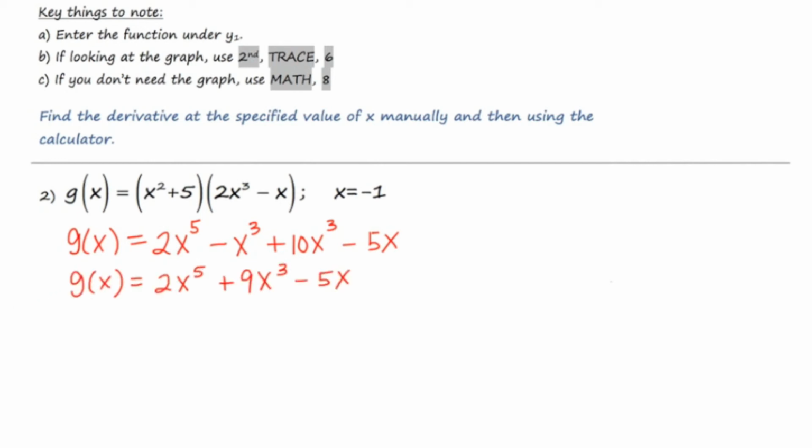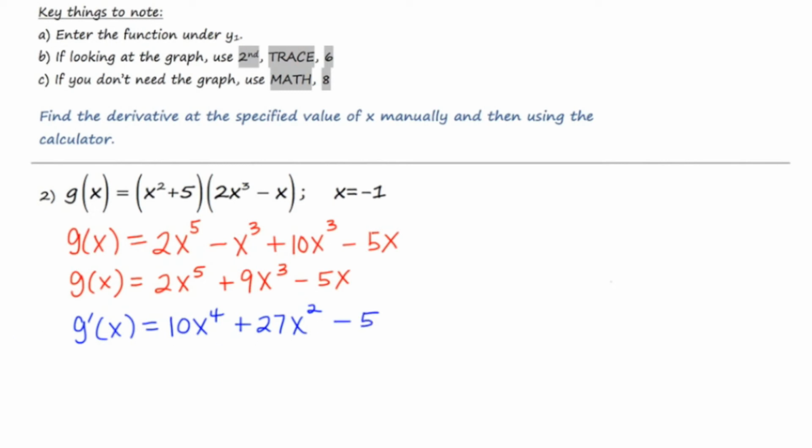At this point, I've got 3 terms. The variable in each term is in the numerator, and its exponent is clearly identifiable. So I'm ready to take the derivative and use the power rule 3 times. So my new notation is going to be g prime of x, and using the power rule on the first term, I end up getting 10x to the 4th. Using the power rule for the middle term, I end up getting plus 27x squared. And using the power rule a third time, I conclude with negative 5, or minus 5.